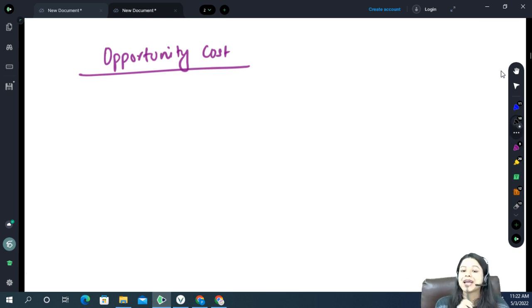Now, firms and consumers both face different choices. They both have to make different types of decisions between different activities: what to produce, what different types of goods should I consume. So the opportunity cost of any activity is measured in terms of the next best alternative, the next best opportunity.